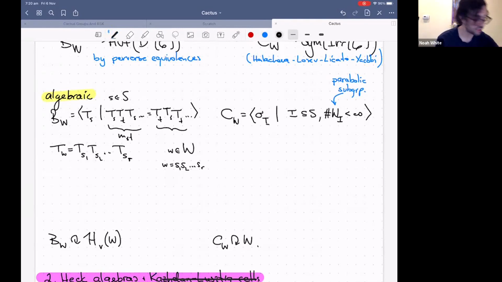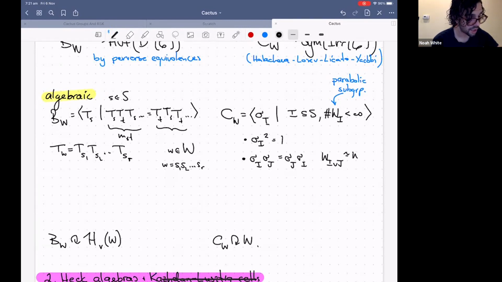Okay, and so what are the relations? Well, we want these things to be involutions. We want them to commute if I and J don't interact. And what that means is that the parabolic subgroup is isomorphic to the product of these two parabolic subgroups. The way you can think about it is that I and J correspond to disjoint pieces in the Dynkin diagram.